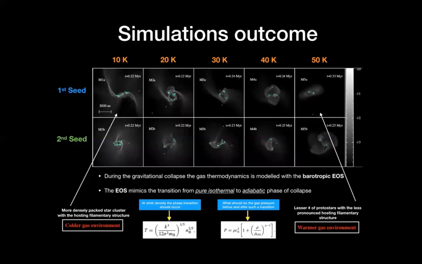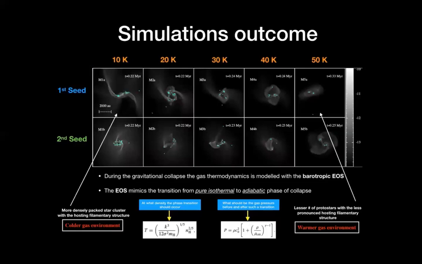It is important to notice that for a colder gas environment, we got more stars coming into existence, and it's more in a filamentary structure. But on the right side, you see that the warmest of the cores is forming a lesser number of protostars. And actually, the filamentary structure is also not very pronounced.